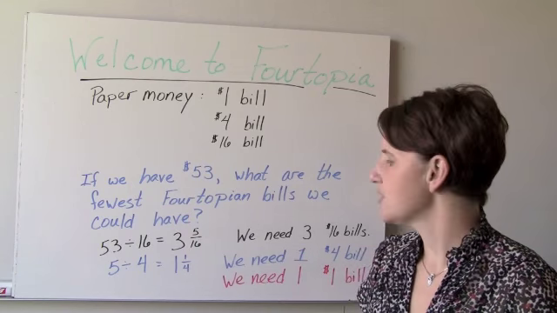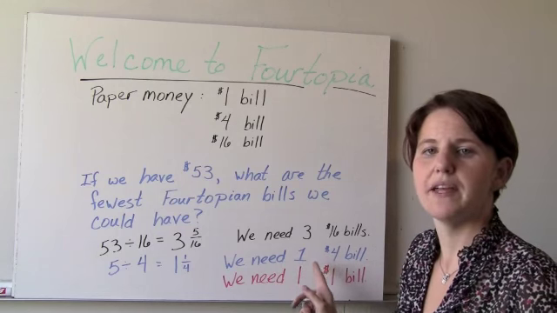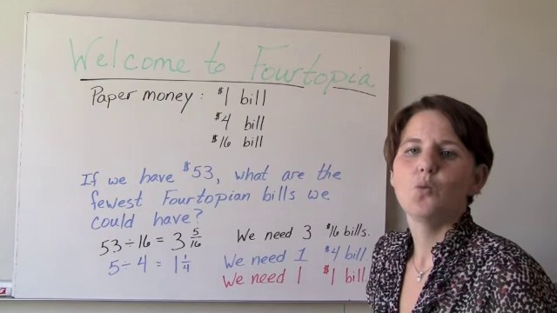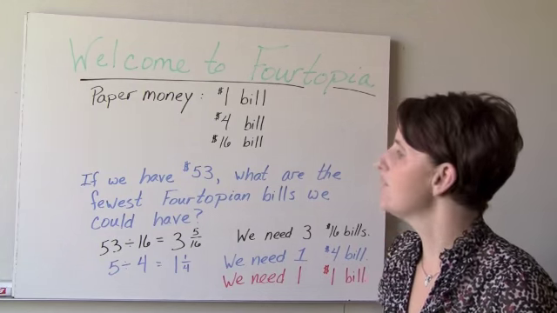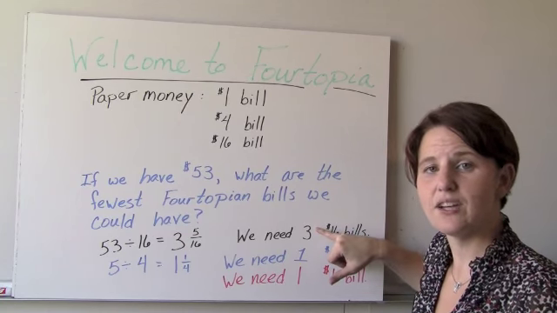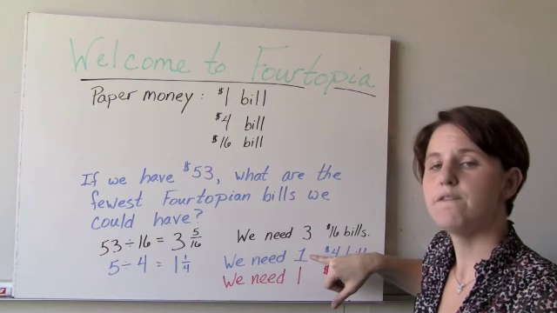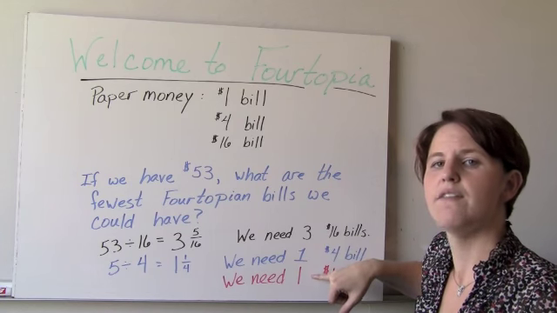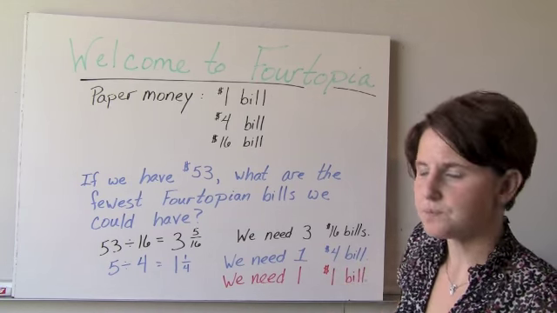So with the $5, I could have one $4 bill and then one $1 bill. So the fewest number of bills we have is 5. We have 3 of the $16 bills, 1 of the $4 bills, and 1 of the $1 bills.